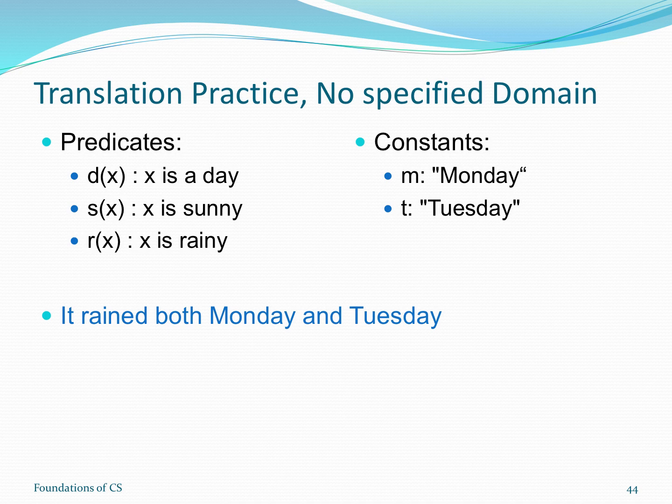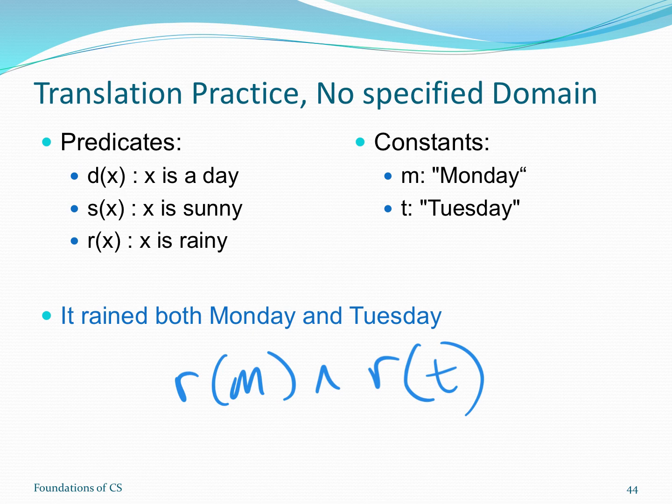Now, sometimes you want to talk about specific things, like remember our Kermit the Frog is green? So I might want to say it rained both Monday and Tuesday. That's really easy. I just use my predicate and my constant. So it rained on Monday and it rained on Tuesday. And I don't need to do anything with the for all and there exists because I'm just using some constants.